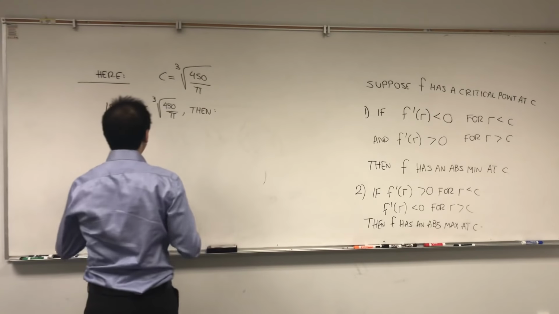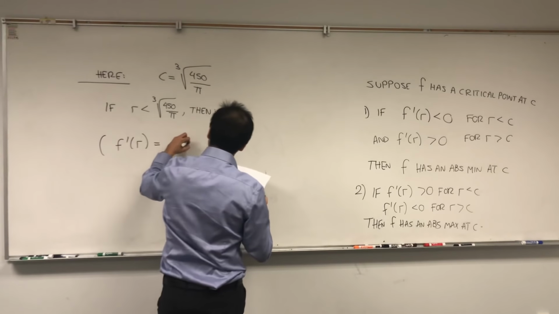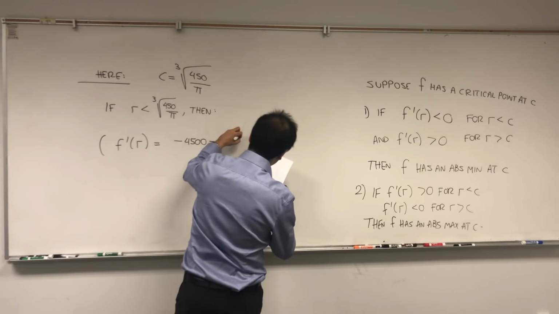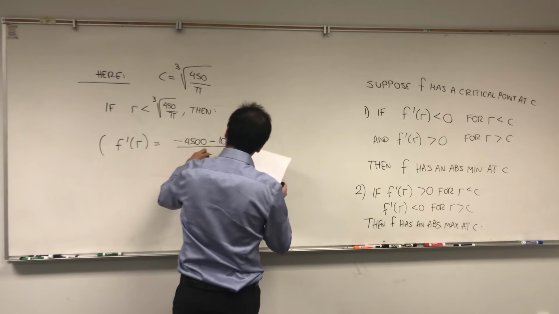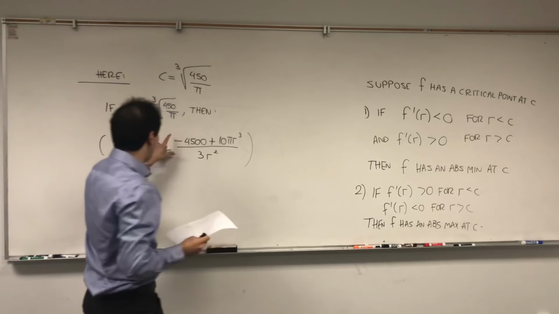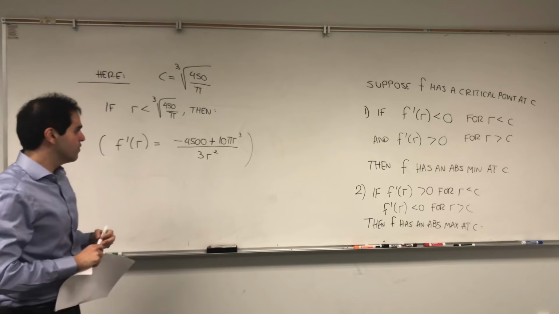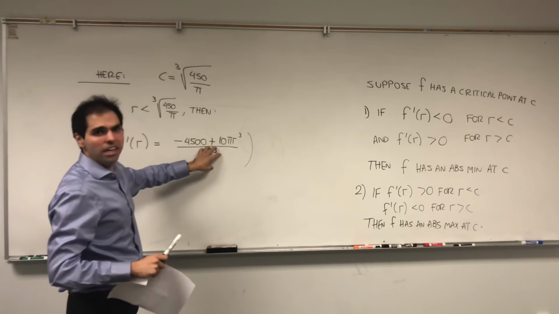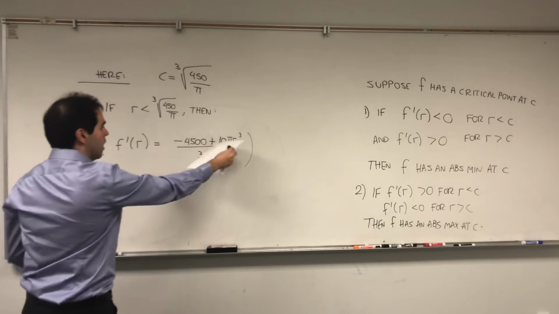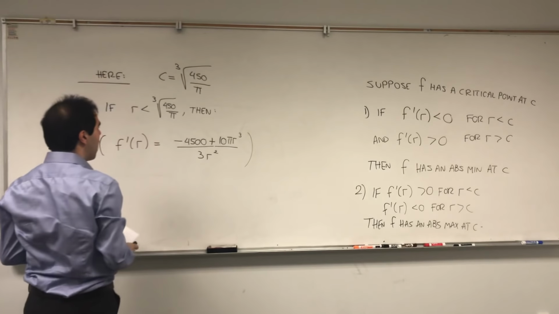So I would like to remind you that f prime of r is nothing else than minus 4,500 plus 10 pi r cubed over 3r squared. So except it's a plus here. So all you need to show is that you want to show this is negative, but notice the denominator is positive. So all you need to show is that the numerator is negative. So let's take this. We first want to have 10 pi r cubed.